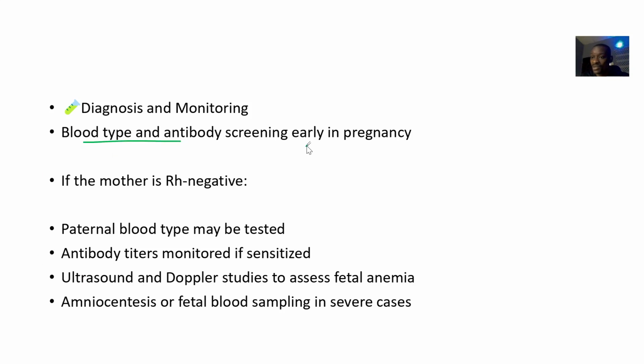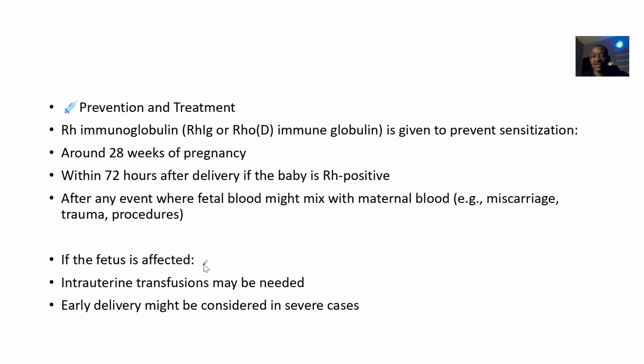So diagnosis and monitoring is blood tests, blood typing, and antibody screening early in pregnancy. If the mother is Rhesus negative, paternal blood type may be tested, antibody titers monitored if sensitized, ultrasound, Doppler studies just to check if the baby is having issues, amniocentesis, or fetal blood sampling in severe cases.